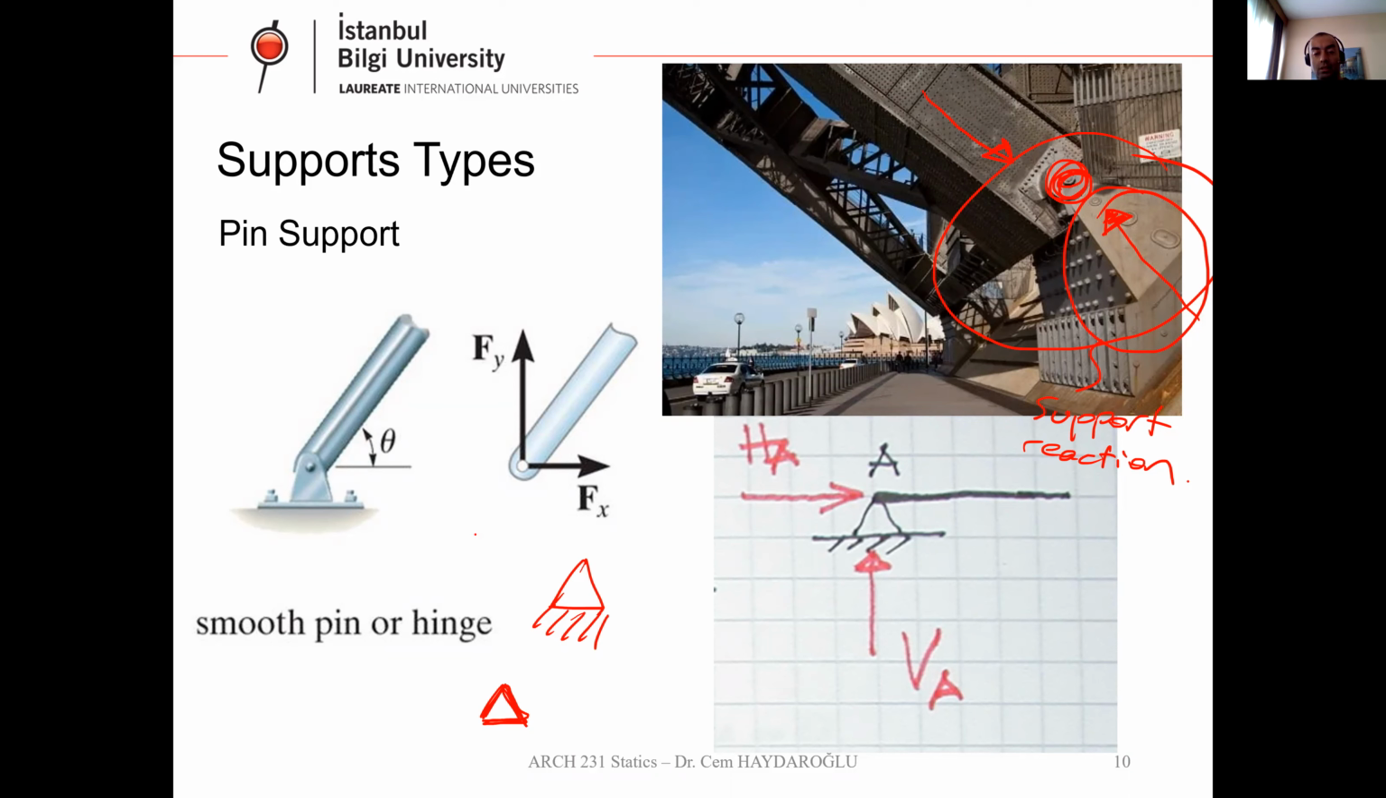If we have pin support, we have two unknowns, two reactions. These reactions are unknowns in our calculations. Firstly, we are going to calculate these support reactions, and after that, we are going to keep going with our calculations. So we have two unknowns for the pin support. Let's have a look at the next stage.